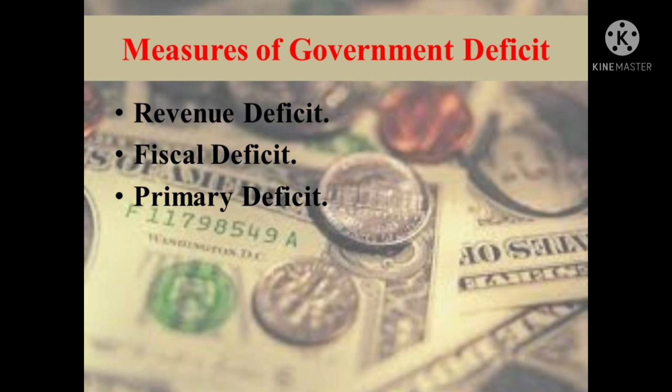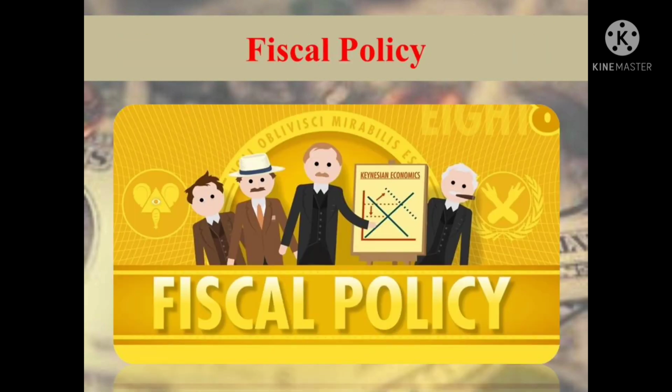So the third one is primary deficit. Primary deficit is equal to fiscal deficit less interest payments. It is a basic measure of fiscal irresponsibility. It indicates how much of government current borrowing is going to meet interest payments and how much will be left to meet other expenses.